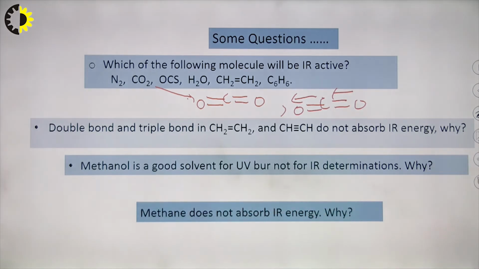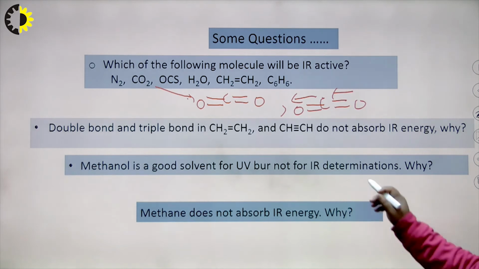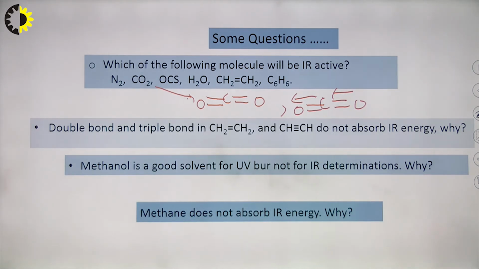Methanol is a good solvent for UV, but not for IR determination. Why? In IR determination, methanol shows IR spectra because of polarity, because of dipole moment change. That is why it will show IR spectra. So, it is not good for IR determination.